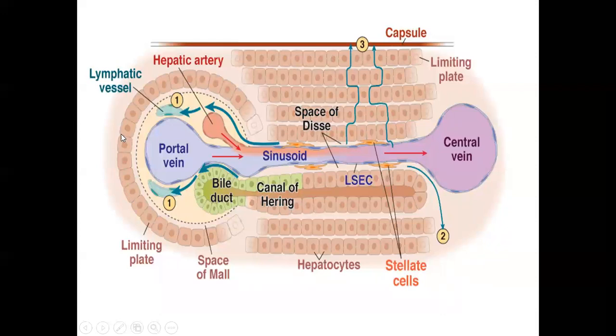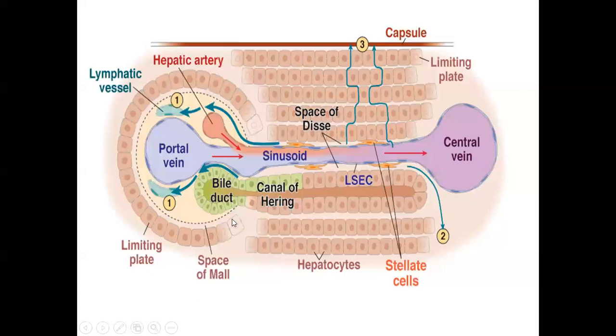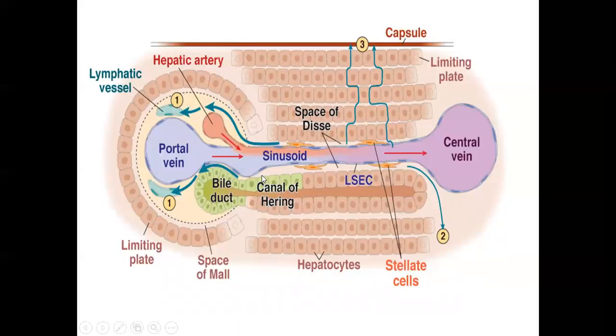So you can see here, we have the portal canal, right? Between the connective tissue stroma, maybe here we have the connective tissue stroma, and then we have the hepatocyte. You can see here, this is the hepatocyte, right? And between the connective tissue stroma and the hepatocyte, we have the space of Mall. So the connective tissue stroma is located inside here, and between here and here we have the space of Mall.